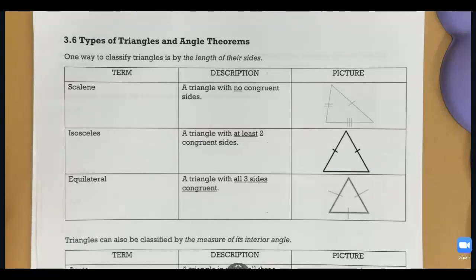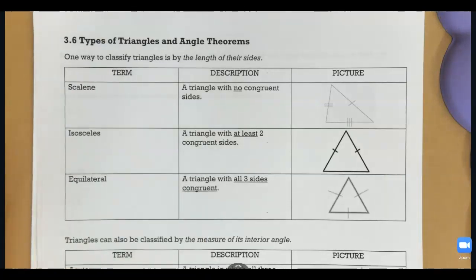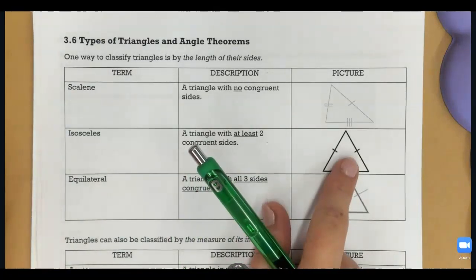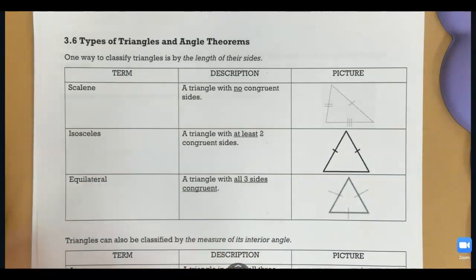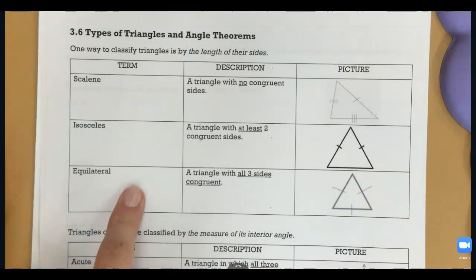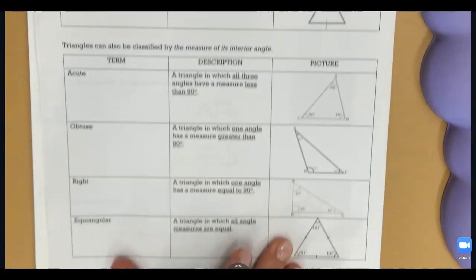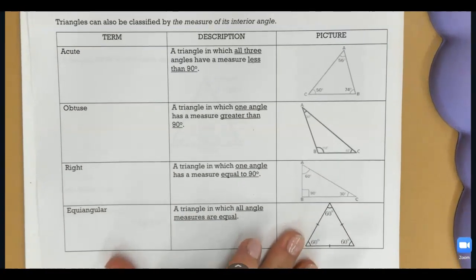scalene, isosceles, or equilateral. If none of the sides of the triangle have the same measure, meaning none of them are congruent, then you have a scalene triangle. If at least two of the sides are congruent to each other, then you have an isosceles triangle. And if all three sides are congruent, then you have what we call an equilateral triangle. So scalene, isosceles, equilateral has to do with the sides. For the angles, we just look at their measures.